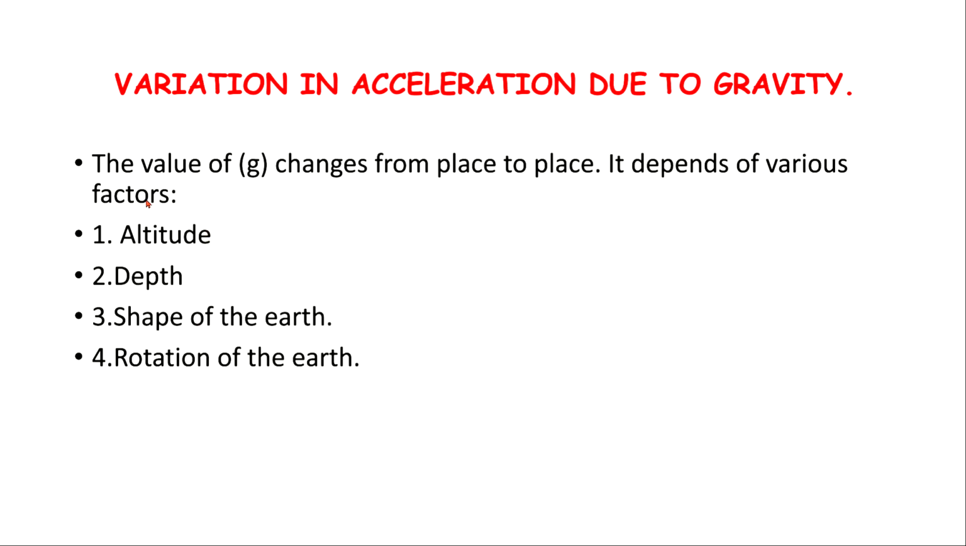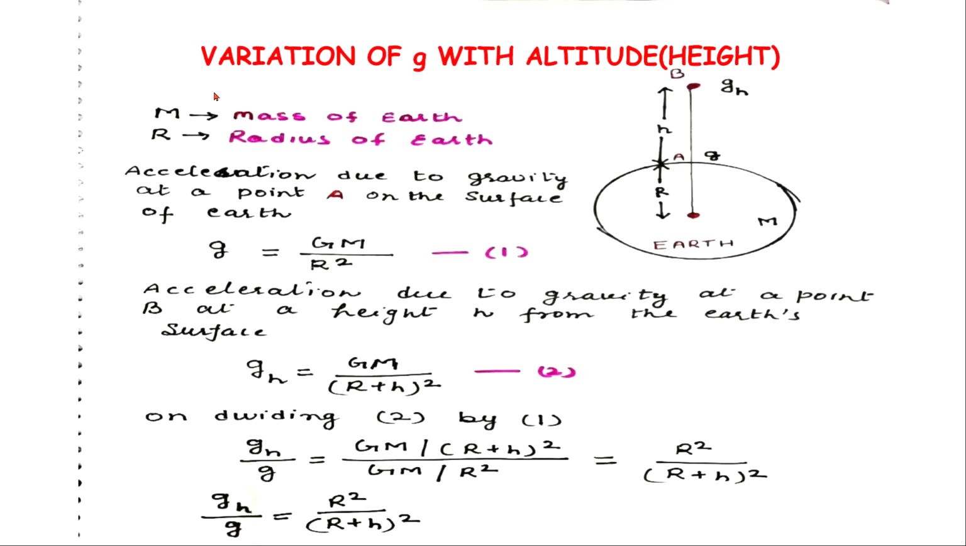Here I am going to explain the variation of small g due to altitude, meaning height, and due to depth. Now this is the variation of small g with altitude, that means height.